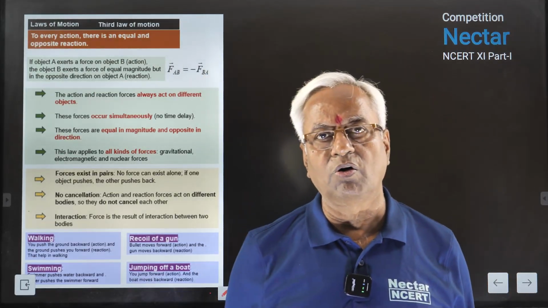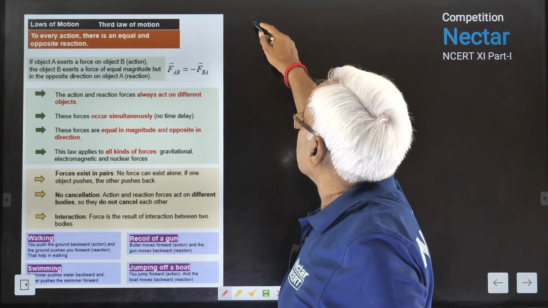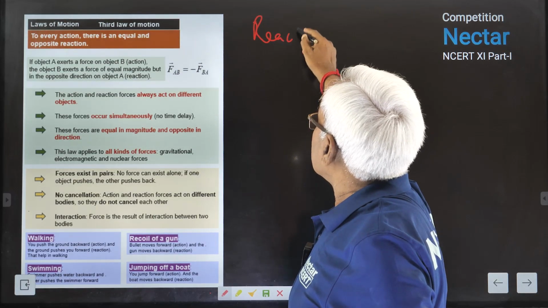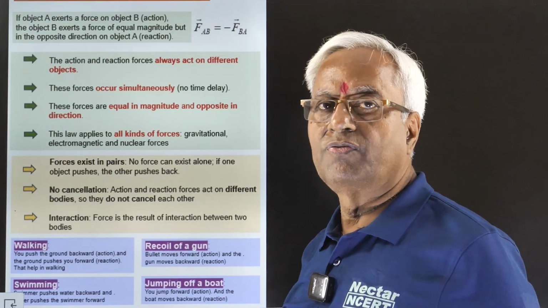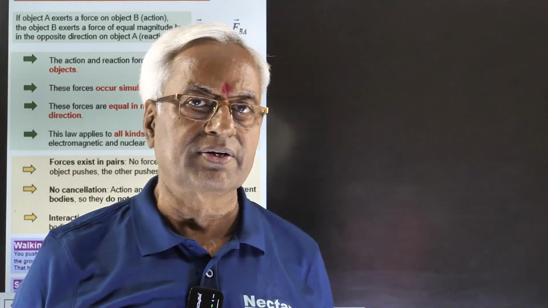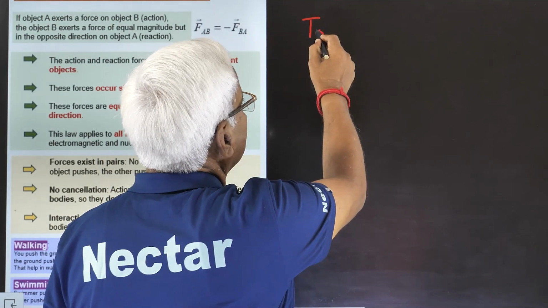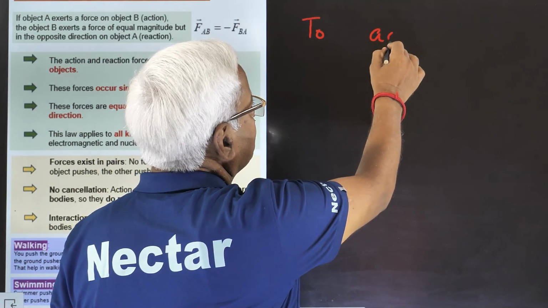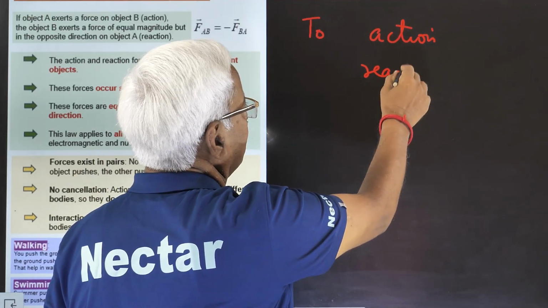Newton's third law of motion. This is also known as the law of reaction. The first law is known as the law of inertia. The second law is also known as the law of force. This is the law of reaction. This says, to every action there is an equal and opposite reaction.